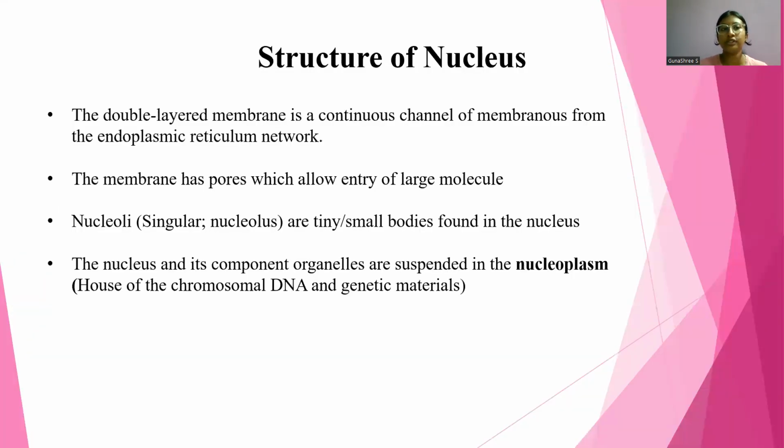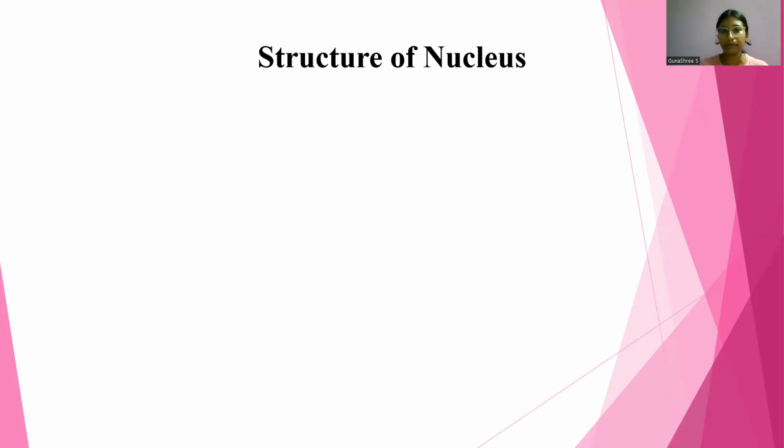Moving on to the structure of the nucleus, the double-layered membrane is a continuous channel of membranes from the endoplasmic reticulum network. The membrane has pores which allow the entry of large molecules. Nucleoli are present, which are small bodies found in the nucleus. The nucleus and its component organelles are suspended in the nucleoplasm. This is basically the home of chromosomal DNA and the genetic material.